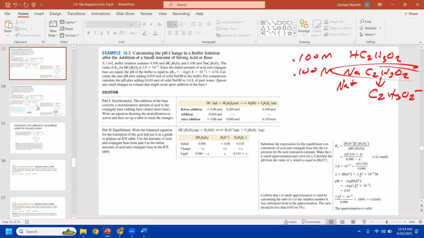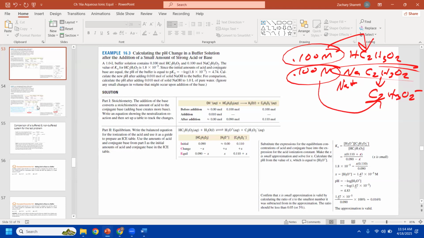Basically that tells us we have 0.1 molar of the C2H3O2 minus, and 0.1 molar of the weak acid. Would this be considered a buffered system? If you have a weak acid and its conjugate base, is that a buffered system? Yes, it is. The same holds true for having a weak base and its conjugate acid, just a little bit opposite. I can't show you every single one.